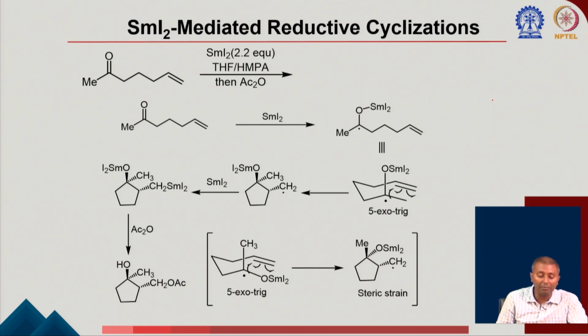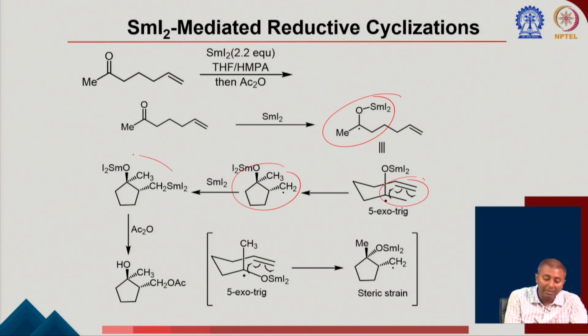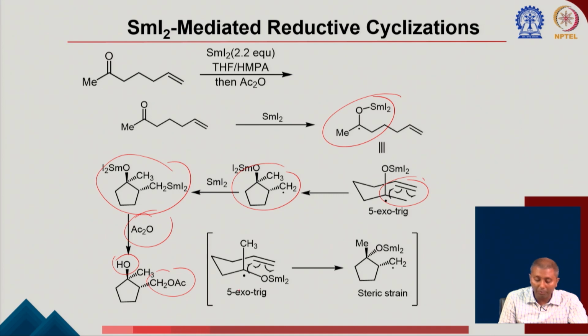Here what is happening, very similarly as you saw, samarium is first forming the corresponding samarium ketyl radical after the reduction of this carbonyl group, and then once it is generated, this ketyl radical goes for this exo-trig cyclization as I mentioned. And after the exo-trig cyclization, again I think I have already mentioned the samarium chemistry, the samarium can add to this radical, then acetic anhydride comes in replacing samarium, and at the end you end up forming this corresponding product.